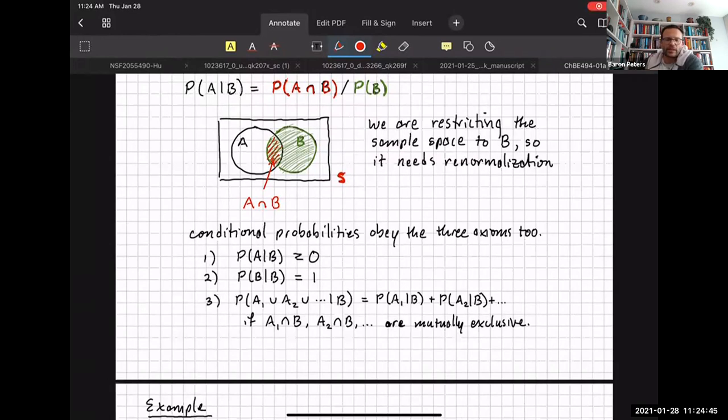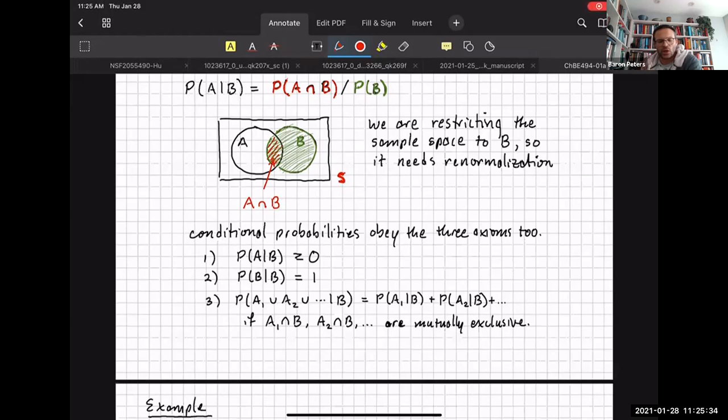This is what I mean: conditional probabilities also obey the three axioms. That is to say, if I talk about the probability of an event A given an event B, that also has to be greater than or equal to zero. If I consider the entire sample space given that I'm restricted to B, which is really to say the probability of B given B, that has to be one. And if I talk about the probability of events A1, A2, and so on, all given that event B happened, I can decompose that into a sum: the probability of A1 given B plus the probability of A2 given B plus so on.